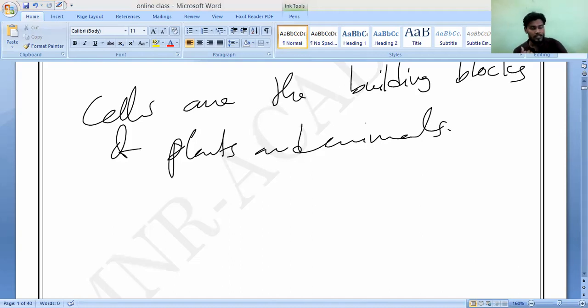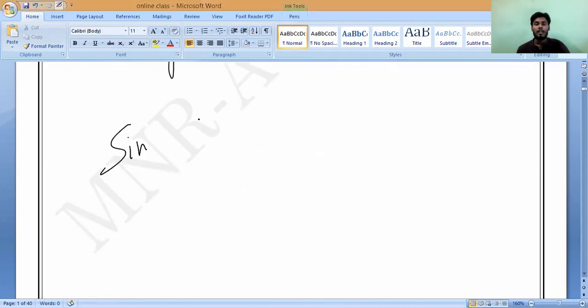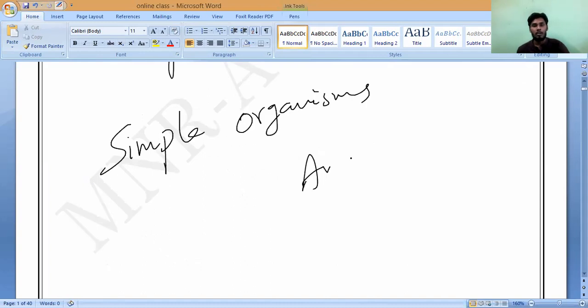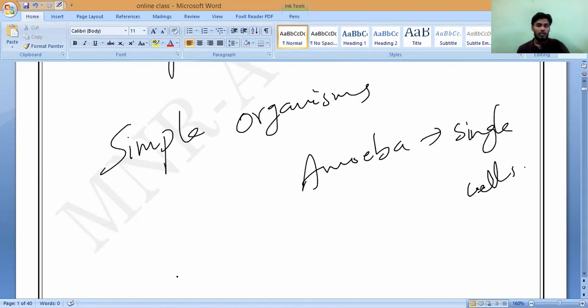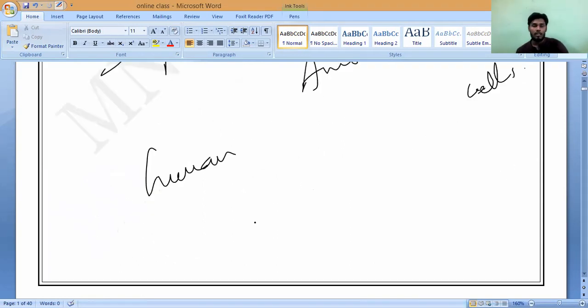Also, I have taught you, some organisms are very simple, like amoeba and paramecium. They consist of only how many cells? If you take amoeba, one cell. They are called simple organisms, single cellular organisms. How many cells are present? Only a single cell. Do you understand? Unicellular organisms, or single cellular organisms.